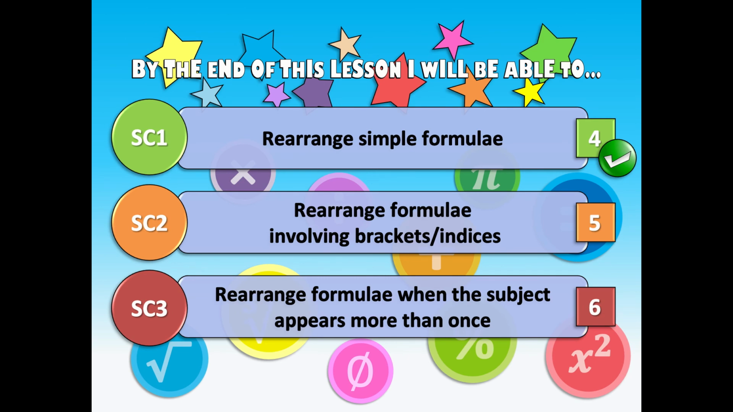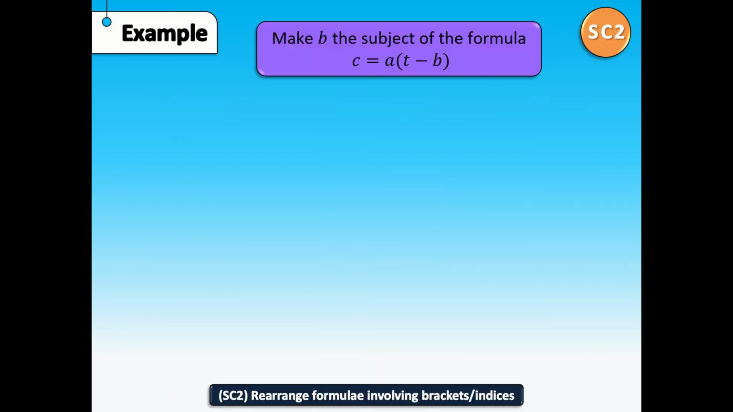So now we're going to move on to number 2, and this is to rearrange formulae involving brackets and indices. So we want to make B the subject of the formula, C equals A, brackets, T minus B.